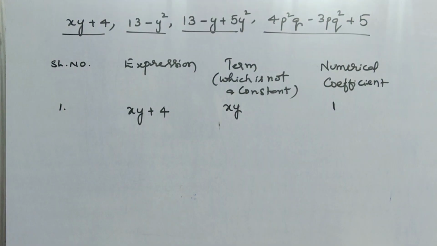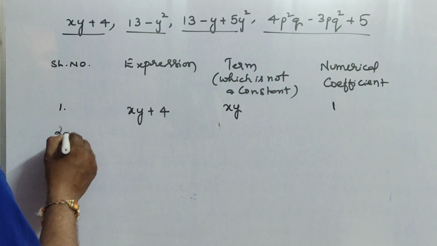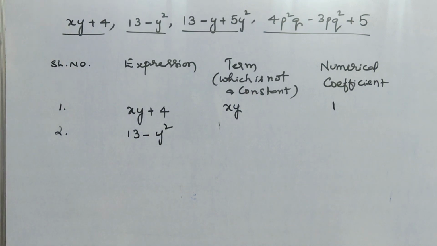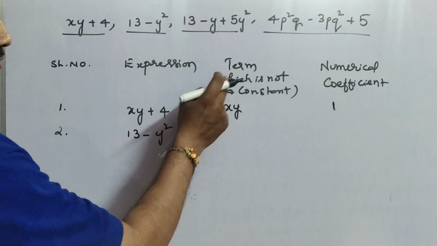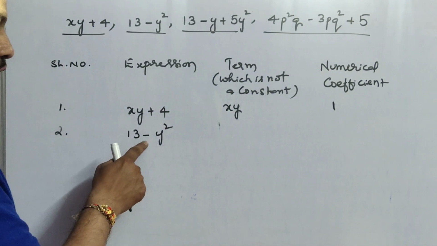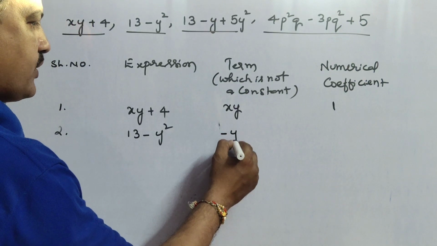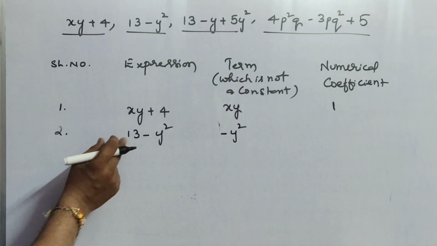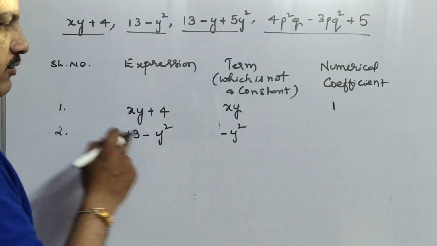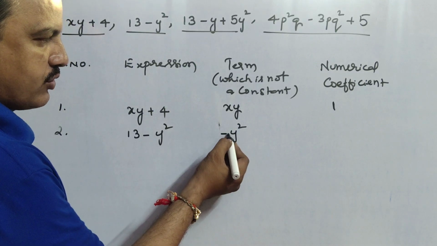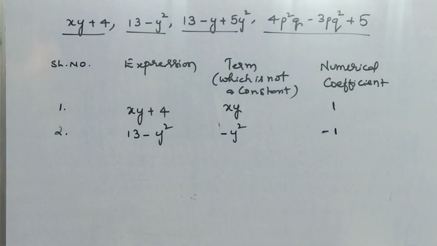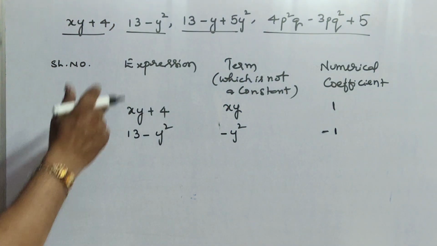Now coming to the second question, children. Here that is 13 minus y square. So what do we have to write now? Now I think you may get an idea. Term which is not a constant. That means 13, so leave the 13 and write. When you are writing now, along with the symbol you have to write, that is minus y square. Term which is not a constant, leave that constant, and the remaining you have to write along with the symbol. So minus y square. But here the coefficient is nothing, so 1. Here the minus symbol is there, no? Minus 1 you have to write. Okay, is it clear?